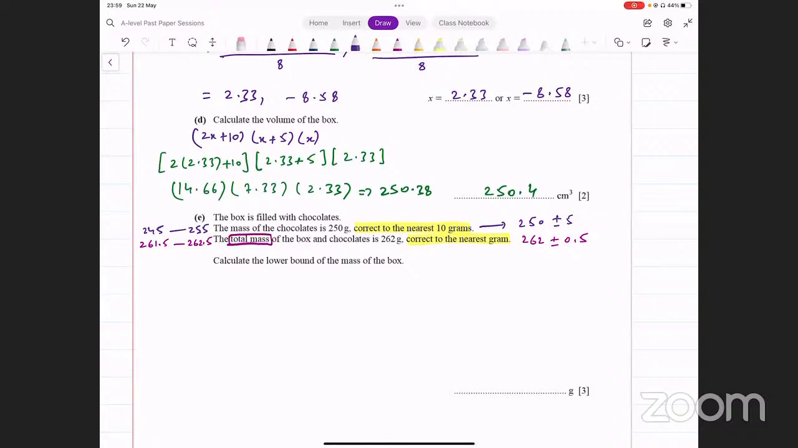And the mass above, that was only the mass of the chocolates. What are we looking for? We're looking for the mass of the box. Look, what will the mass of the box be? Mass of box is going to be equal to the total mass of both the box and the chocolates, and we subtract from that the mass of the chocolates. That's how you get the mass of the box.